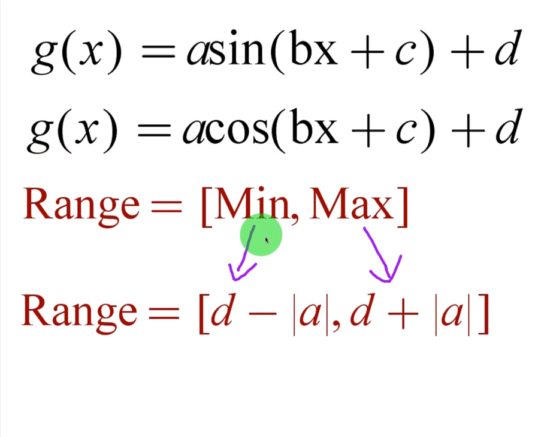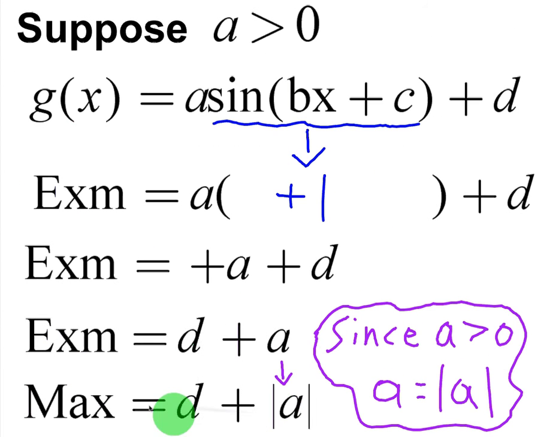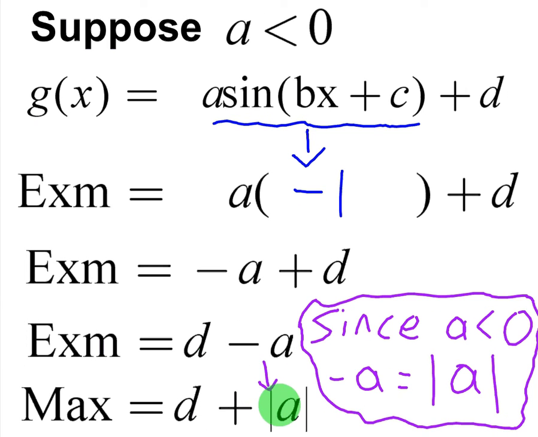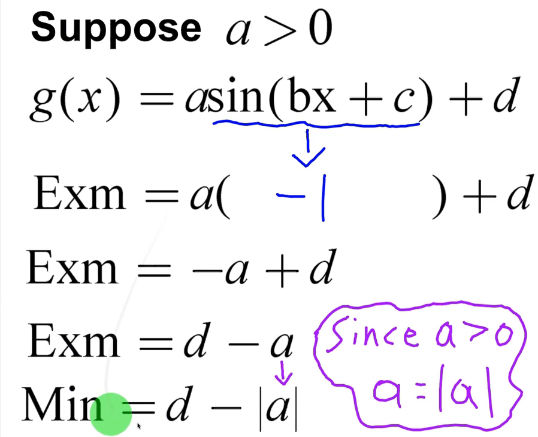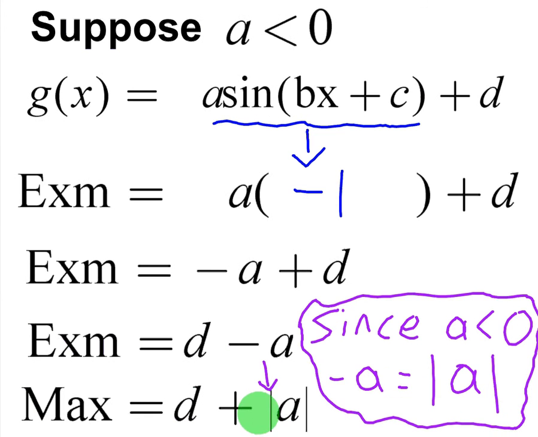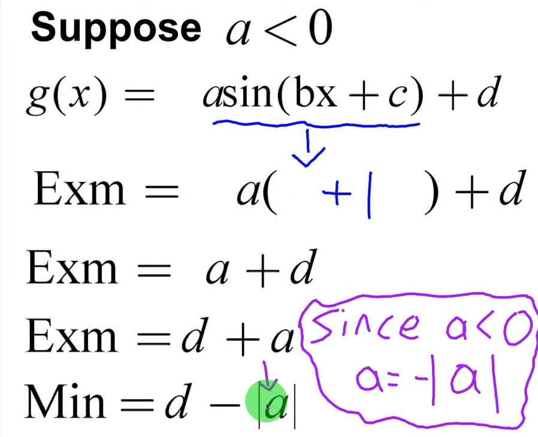the range of the function, we've just shown that the maximum, if a is positive, is d plus absolute value of a, and the minimum is d minus absolute value of a. The same is true for when a is negative. The maximum is d plus absolute value of a, the minimum is d minus absolute value of a.